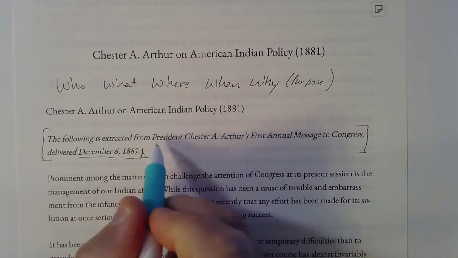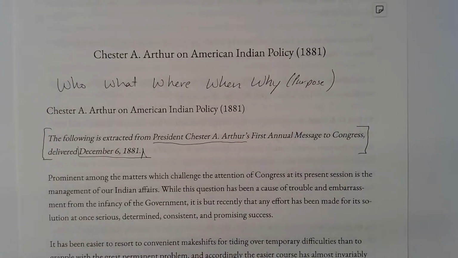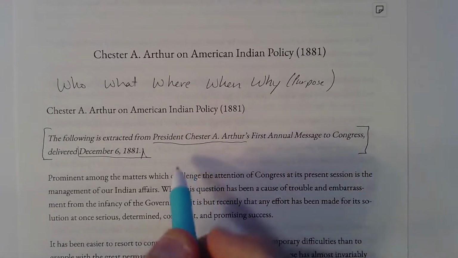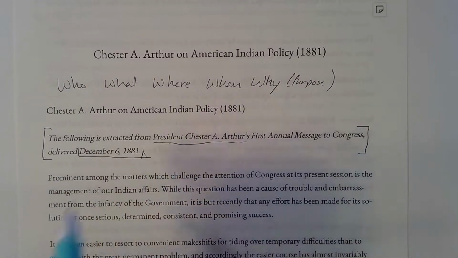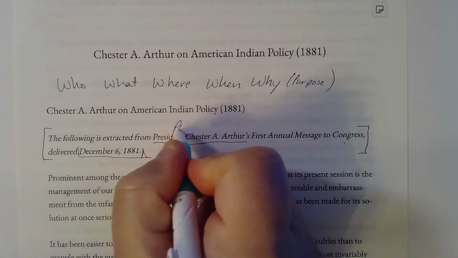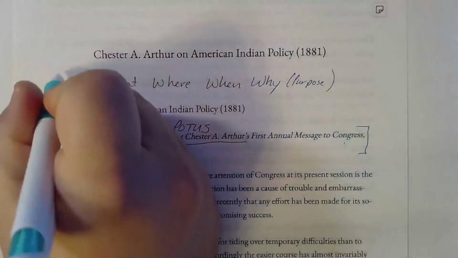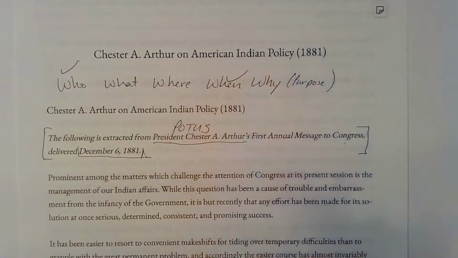Who? We have President Chester A. Arthur. Now, this is from a United States history class. So if we are doing United States history and we see the word president right next to the word Congress, we know that this guy is the president of the United States. Or you may know who Chester A. Arthur is just because you know who Chester A. Arthur is. You're like, okay, he's a president. Now, so we know who, we know when, where.